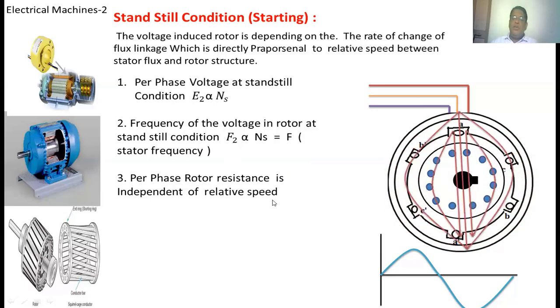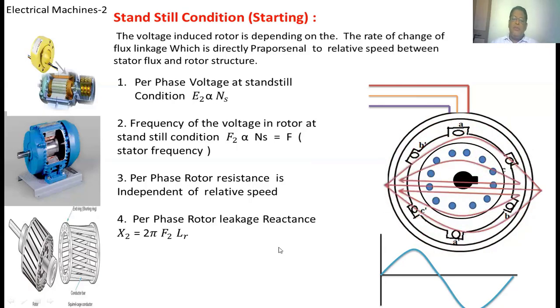Next, per phase rotor resistance is independent of the relative speed. Already we know that the resistance of the rotor conductors depends upon the length of the conductor, the cross-section area of the conductor, and what type of material we are using, but it does not depend upon the relative speed between the stator flux and the rotor structure. It is independent.